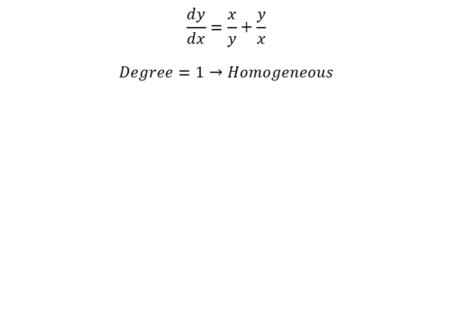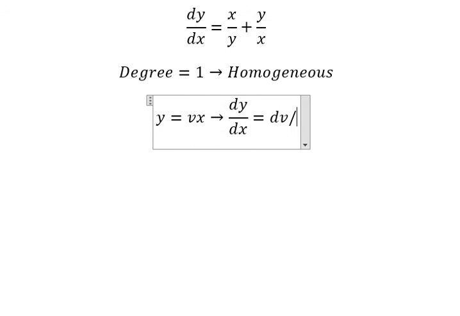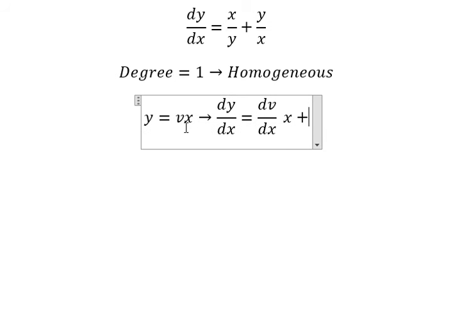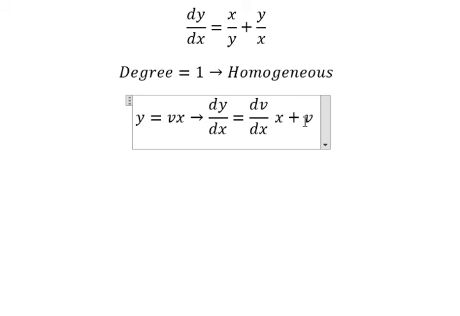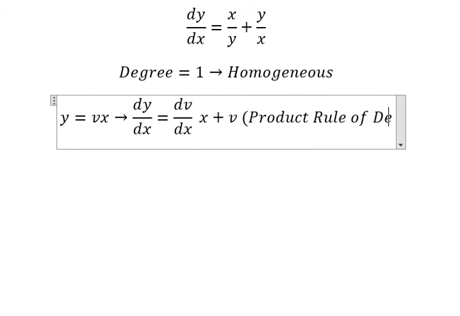So I will put y equal to vx. If I first take the derivative of both sides, we have dy over dx. First the derivative of v, we have dv over dx multiplied by x. First the derivative of x, you get v. So this is the product rule of derivative.